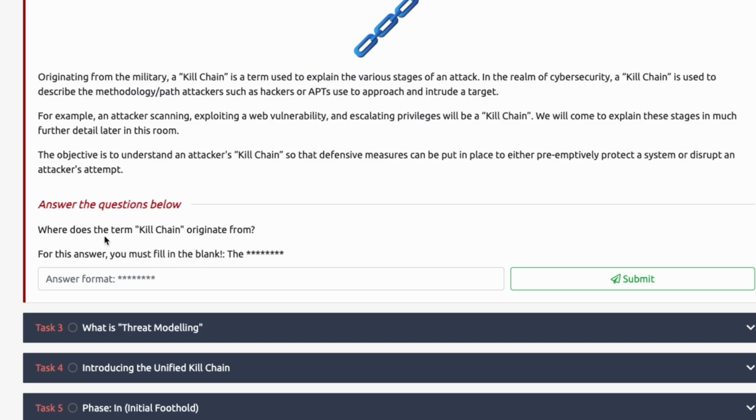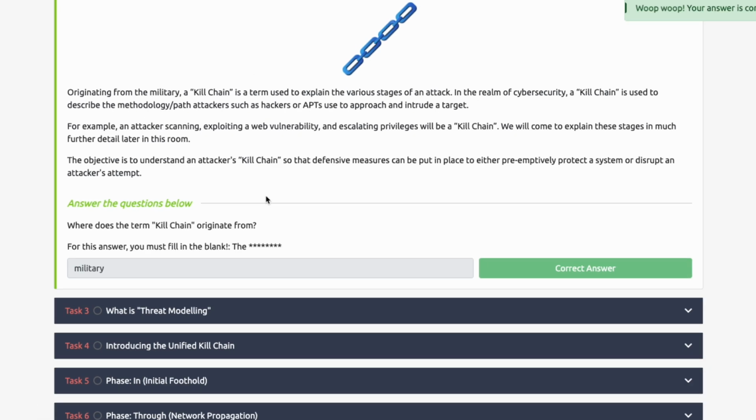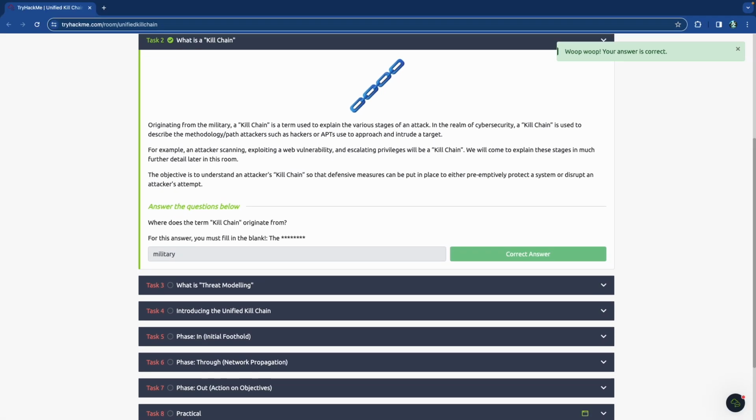So where does the kill chain come from? For this answer, you must fill in the blank. The military? Is that it? Yeah, okay. So the kill chain comes from the military. Easy answer. All right, moving on.